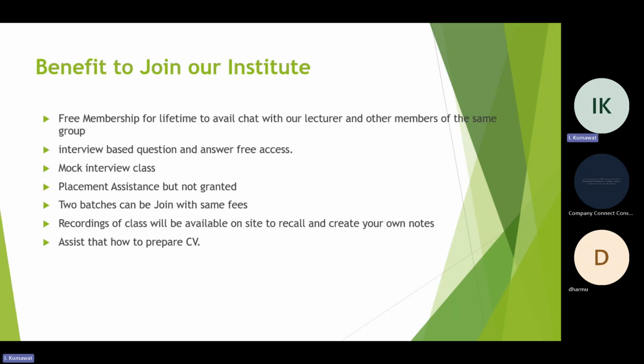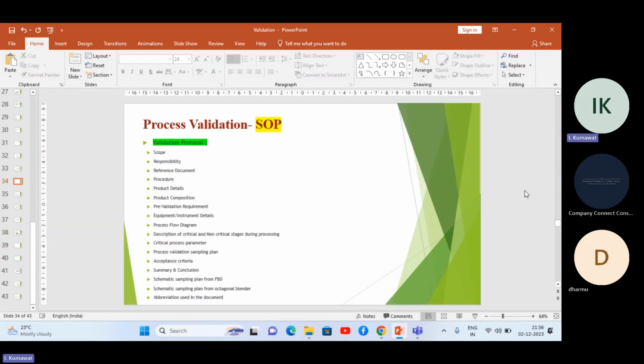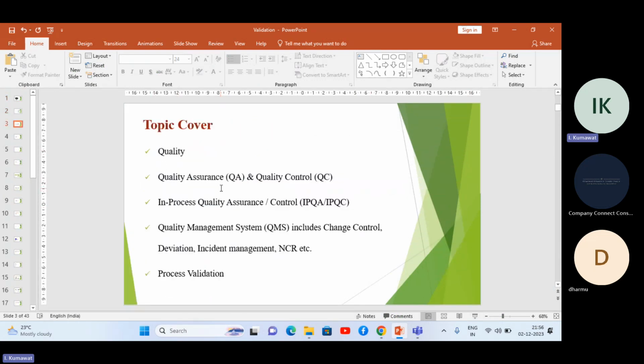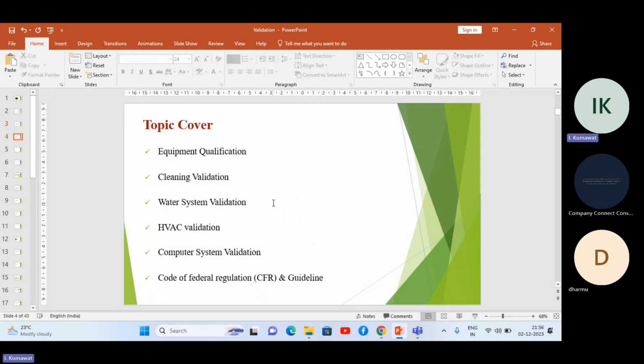So what I mean to say is, whatever we discussed in the first slide, every topic will be covered in further classes, like QA, IPQA, in-process quality, QMS, deviation, change control, CAPA, incident. Deviation means any departure from the approved procedures. Then process validations, equipment qualifications and cleaning validations, water system validation, HVAC validations, computer system validation, and as I told you, the code of federal regulations and guidelines like ICH guidelines.